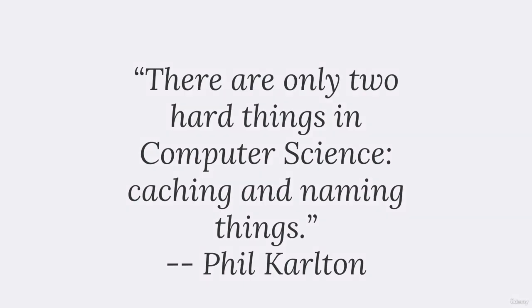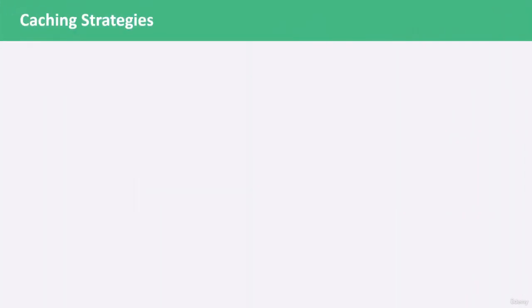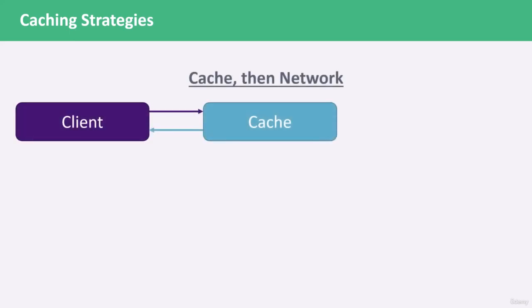Let's imagine we're trying to cache CSS files. Typically, assets like CSS files don't change frequently. We don't need to make a request over the network to retrieve the CSS file. We can request it once and then store it in a cache. Subsequent requests for the CSS file will be served from the cache. This is what's known as a cache first, then network strategy.